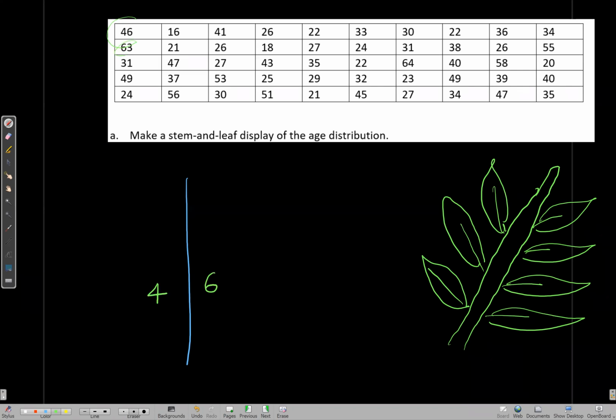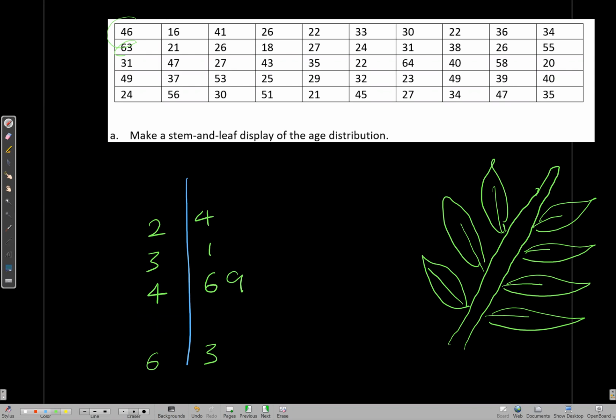And then 63, so 6. Well, it's better to put 6 here, 3, because there may be 50s. And then 31, 31, 49. So you already have 4, so 9. 24, so 2, 4, and then 16 here, 1. Well, I made a mistake. Don't do that. So 2, 4 must go here.